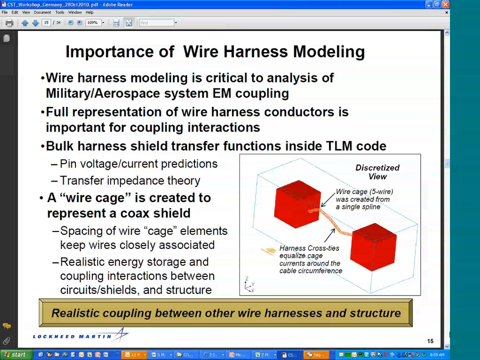So the tools currently are able to use a wire cage approach with little cross ties, little circumferential type of connectors that tie and bus all of these 5-wire conductors together, and you can have 2 LRUs, line replaceable units, that are connected by this harness, and you're able to make predictions as to what the current is on the shield and what the current would be in the center pin, in the analogy of it being a coax, looking at the common mode coupling through that shield.